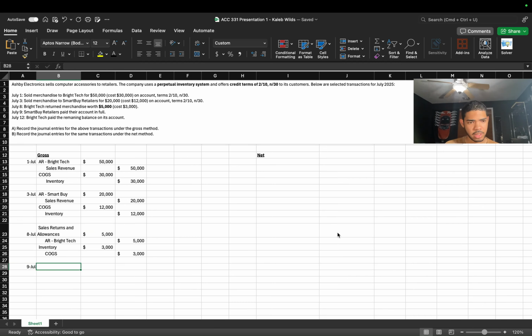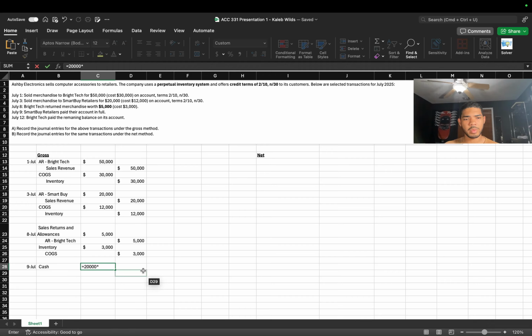So then on July 9th, Smart Buy pays their account in full. Now it's important to note, Smart Buy bought on July 3rd, so they are within their discount period, so we need to account for that and actually apply that discount for them. So they're paying their account in cash, or paying in full basically. So we know they owed $20,000, right? But because they're paying within the discount period, we have to give them that discount now.